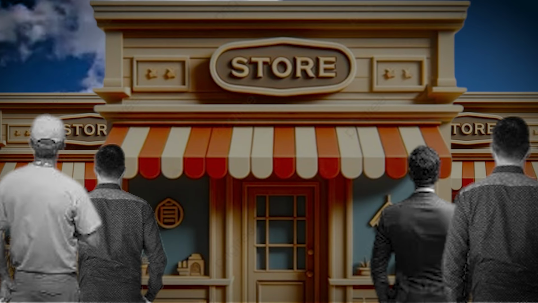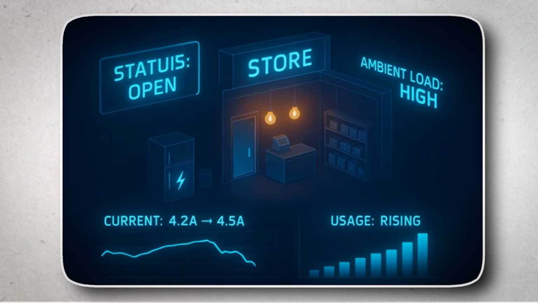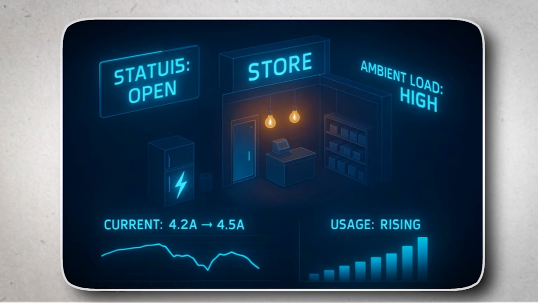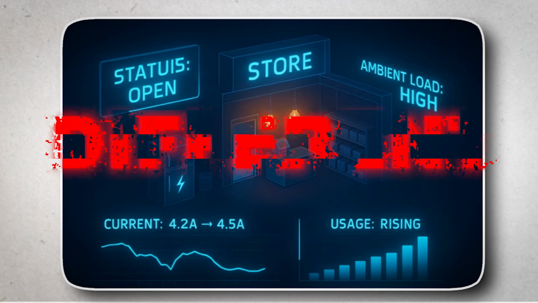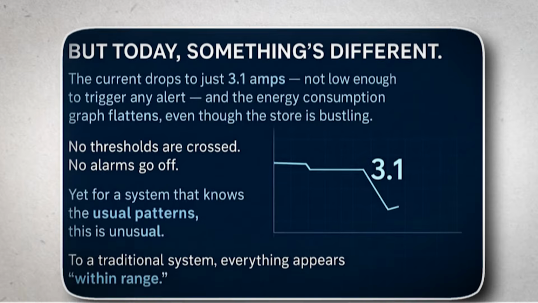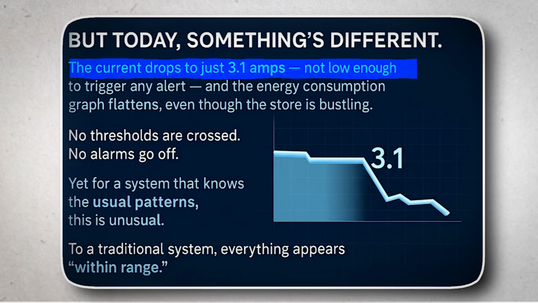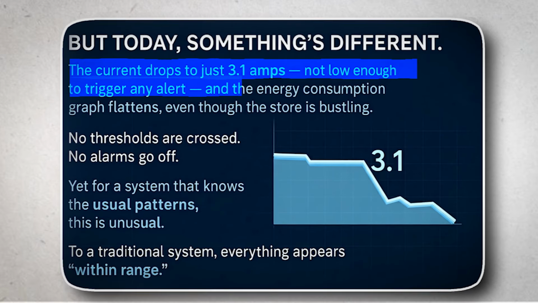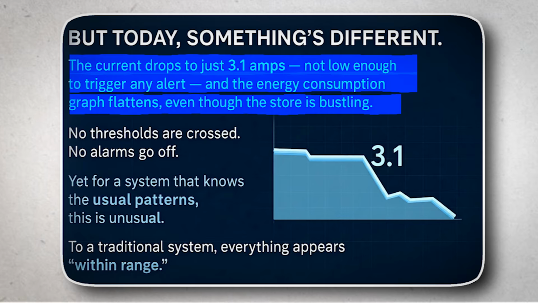But now imagine this. It's a busy weekday afternoon and the store is open, lights are on, and appliances are running. Typically, around this time, current draw is around 4.2 to 4.5 amperes, and energy usage climbs step by step on an hourly basis. But today, something is different. The current drops to just 3.1 amperes, not low enough of a drop below 1 ampere to trigger any alert, and the energy consumption graph flattens even though the store is hustling with the crowd.